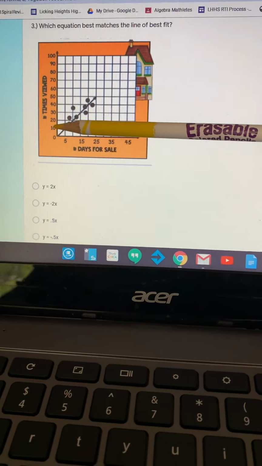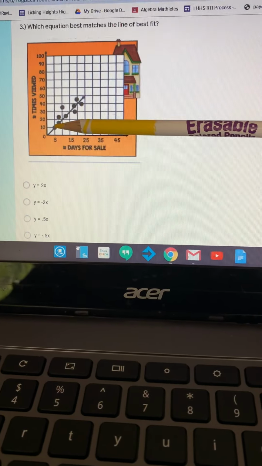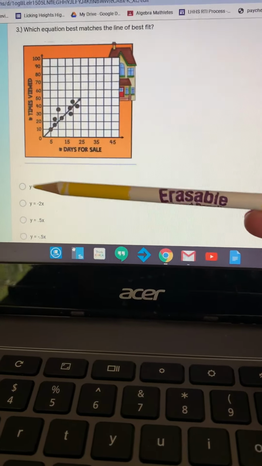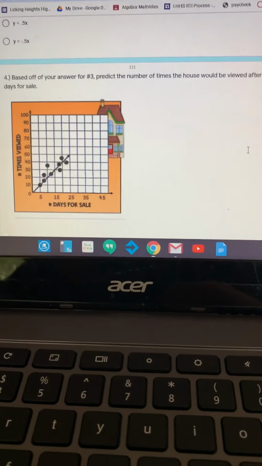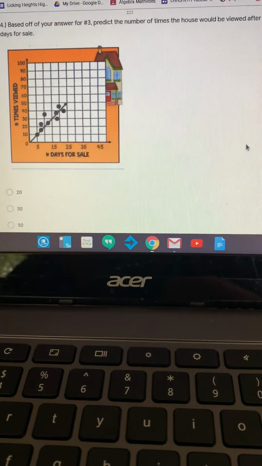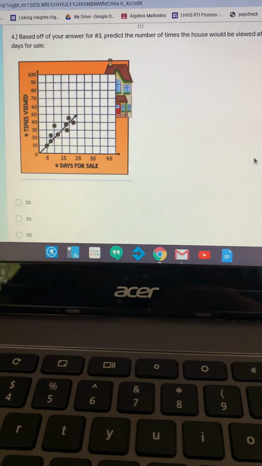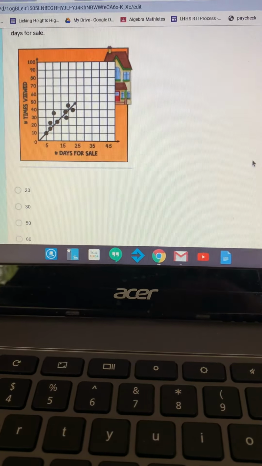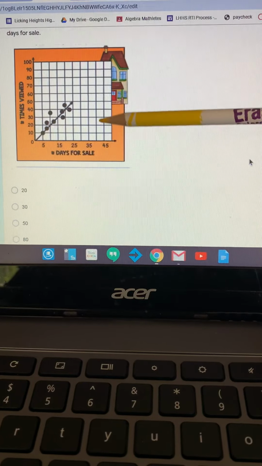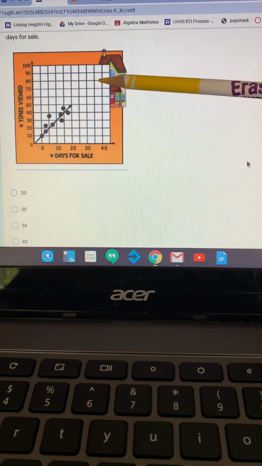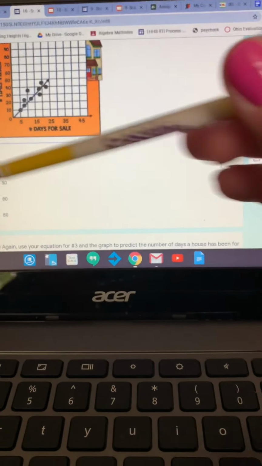So you went up 10 over 5. So up 10 over 5 would be 2. This is your best choice. And then for this one, predict the number of times your house was viewed based off of 40 days on the market. So if you had 40 days on the market, give or take, I would say it's probably around 80. So there you go, 80.